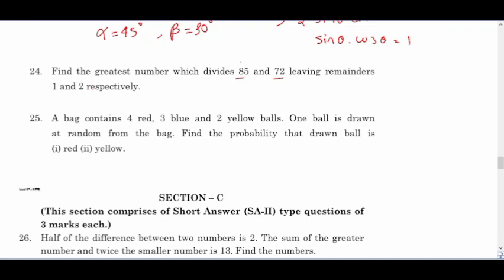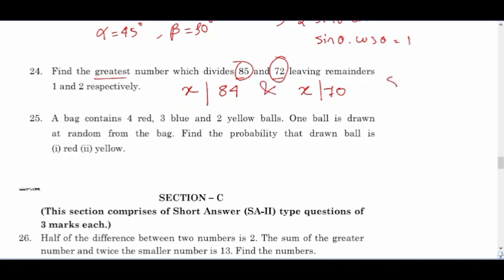That means what? When 85 is divided and the remainder is 1, it means 84 is completely divisible by the number. Okay, suppose x will be the number, x divides 84. Similarly, when 72 is divided, the remainder is 2. That means what? x also divides 70. 72 minus 2 is 70. Now x, what is the greatest value of x so that these two conditions are satisfied?